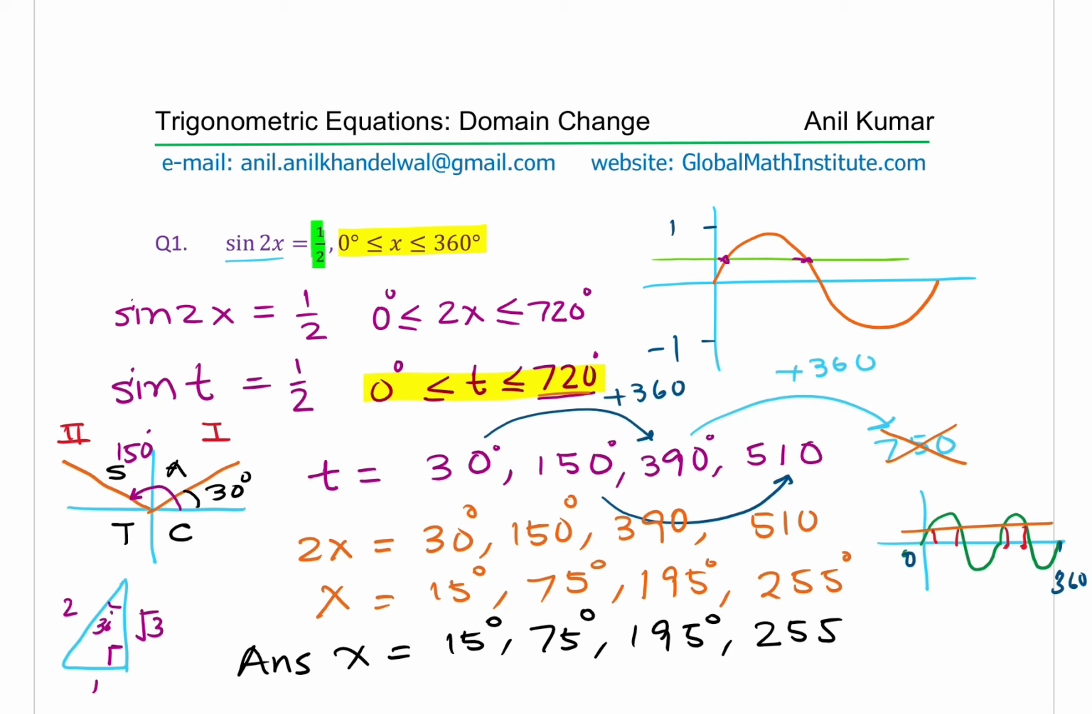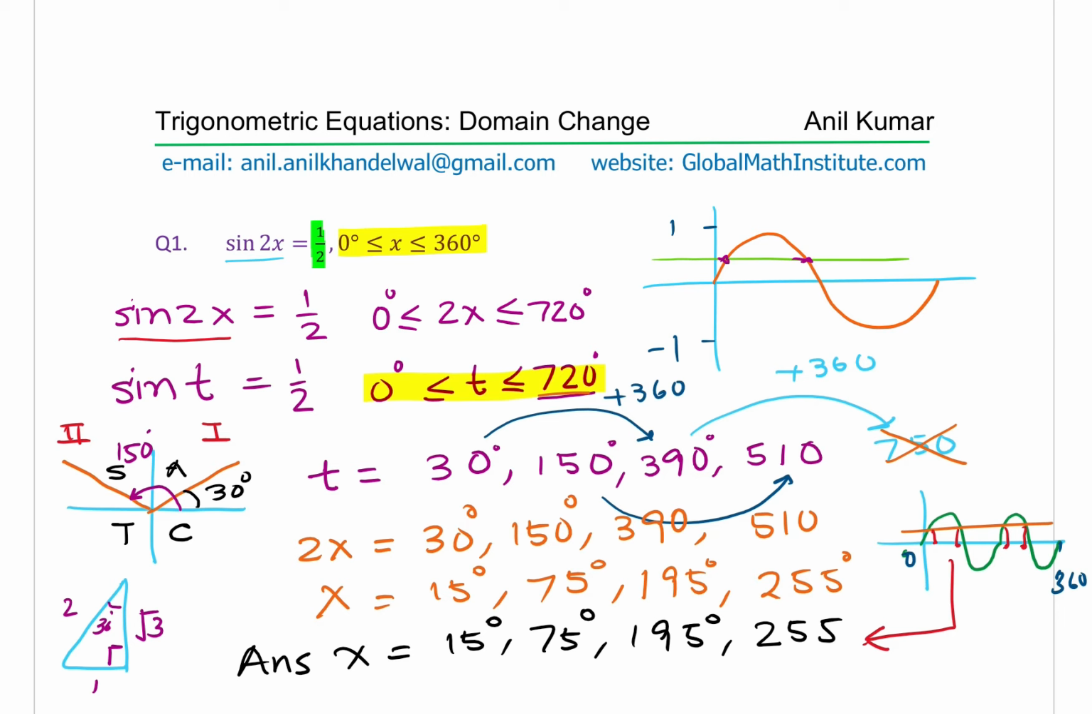Do you see that? So these 4 values have been written in this fashion. You could now correlate with your graph also. So horizontally compressing by a factor of 2 will actually give us not 2 but 4 values between 0 to 360 for sine of 2x equals half. Correct? So I hope these steps are absolutely clear.